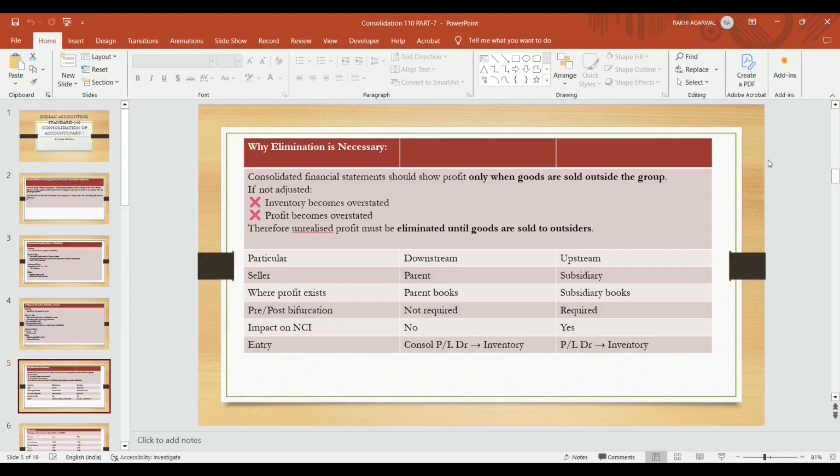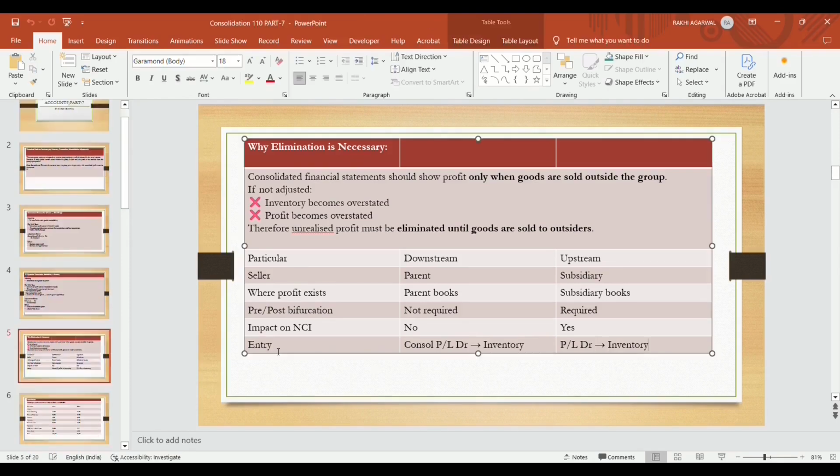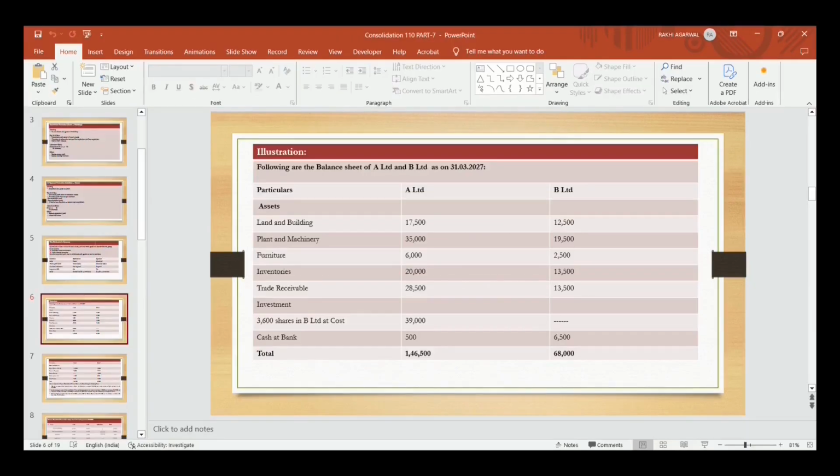Entry becomes, in case of downward transaction, consolidated P&L account debit to inventory, and in case of upstream transaction it becomes P&L account debit to inventory. Now, illustration: following are the balance sheets of A Limited and B Limited as on 31st March 2027.